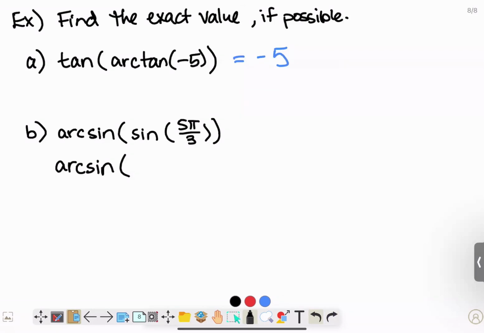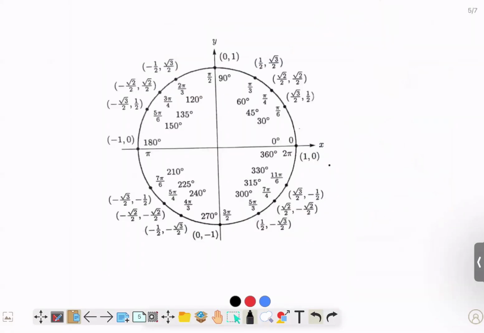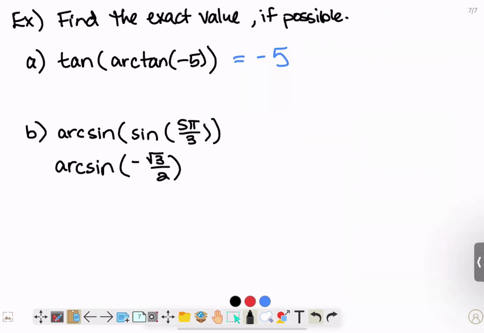But if we evaluate sine of 5 pi over 3 first, we'll go to our unit circle. We'll find 5 pi over 3 right here. That gives us a sine value of -square root of 3 over 2. So let's put that in our problem. Okay, so now we evaluate the inside function first, and now it's a problem just like the first few that we did today. I need to find an angle whose sine value is -square root of 3 over 2.